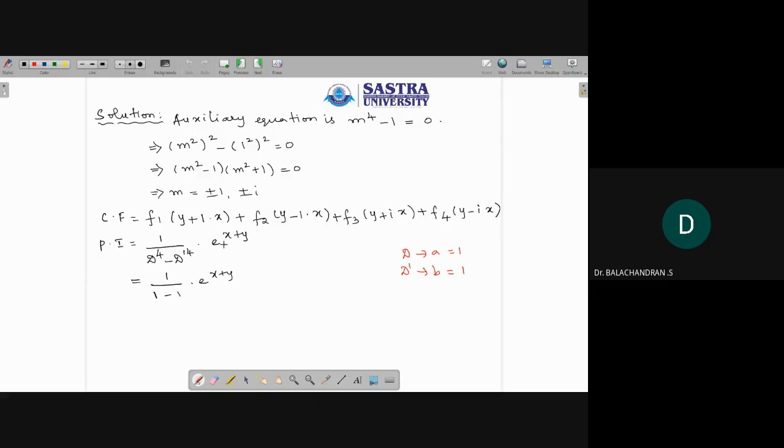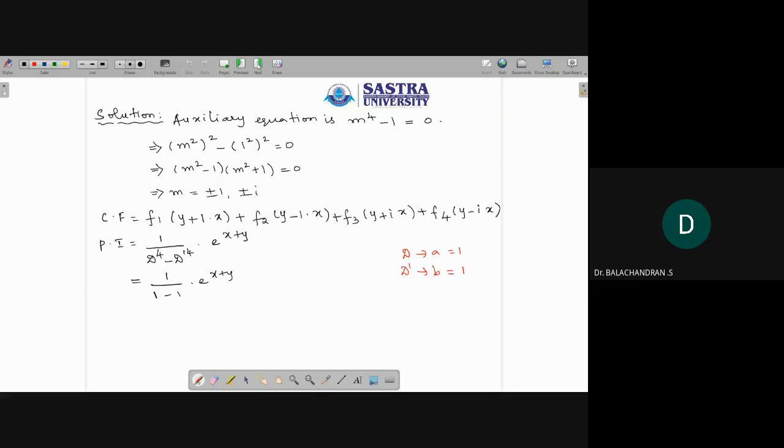To find the particular integral, there are two methods that I am going to explain. You can use any one of the methods in the examination. The first method: the right hand side is the exponential function e power ax plus by, and hence this comes under type number 1. You need to replace d by a, and a is 1 here, and replace d dash by b, and b is 1 here. If you replace like this, the denominator is equal to 0.